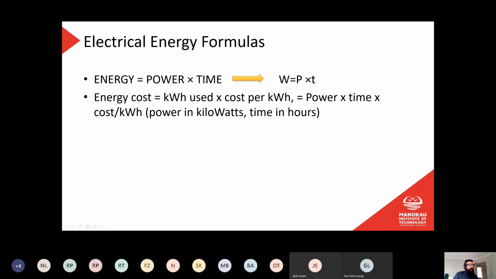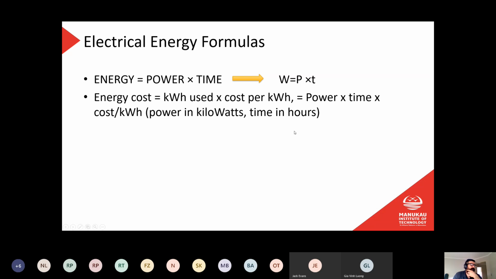So here it is, energy equals power times time. So a watt is, oh, no, that's not right. Watt equals power times time. No, energy equals power times time. Energy cost is kilowatt hours used times the cost per kilowatt hour. That is, power times time times the cost per kilowatt hour, with the power in kilowatts and the time in hours.